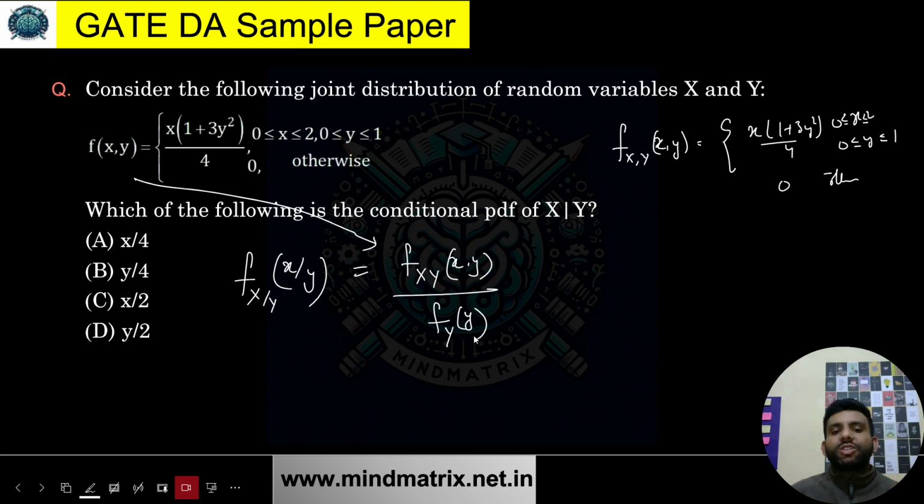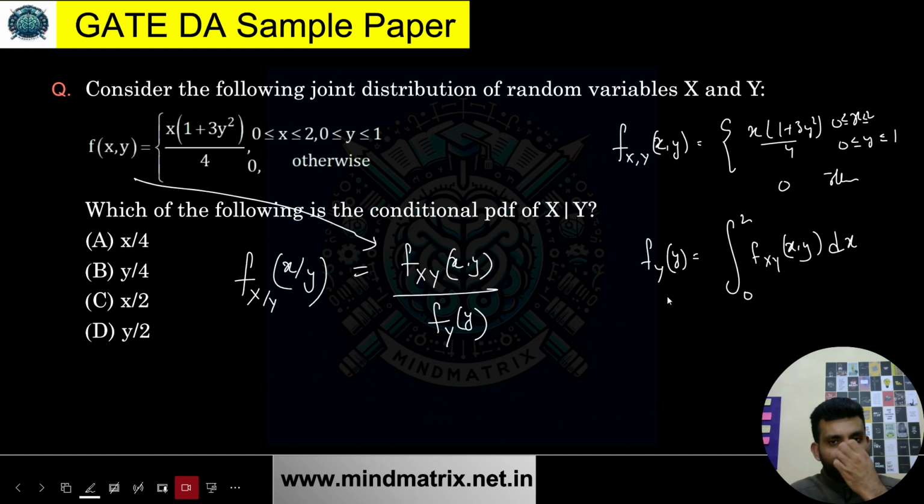If you know marginal distribution, marginal density, that's what we are going to use. The marginal probability density is going to be something like this: you just integrate your f of x,y with respect to x. And what was the range for x? It was from 0 to 2. You integrate over x within that range and you'll get the marginal density of y.